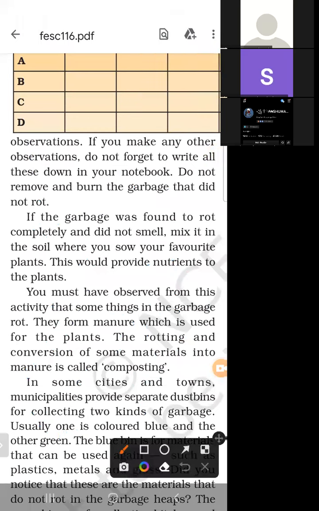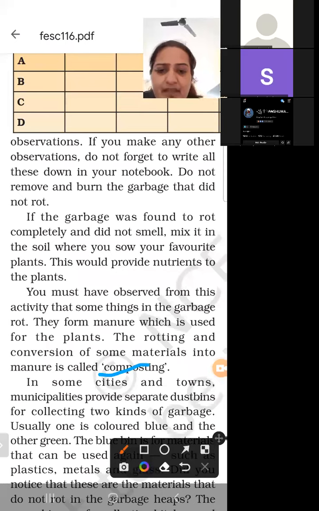So what do you mean by composting? The conversion of material into manure is called composting.